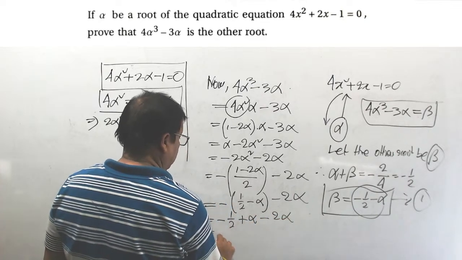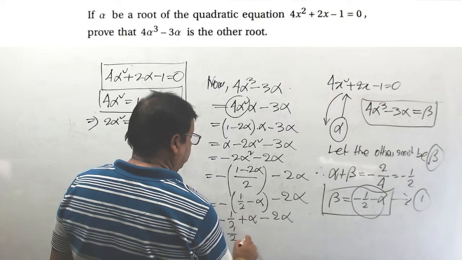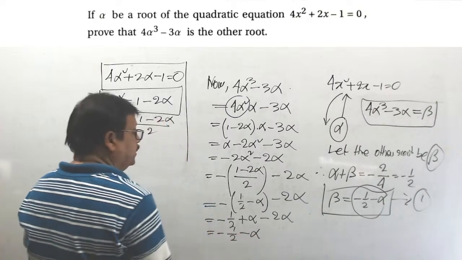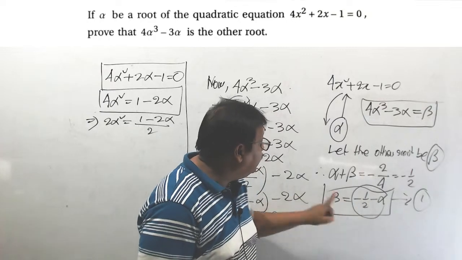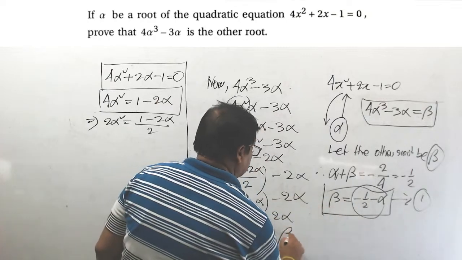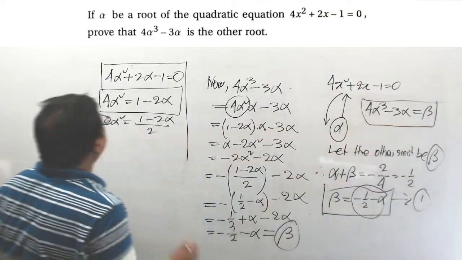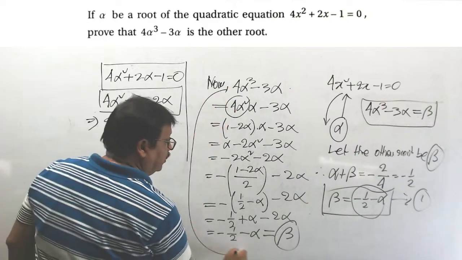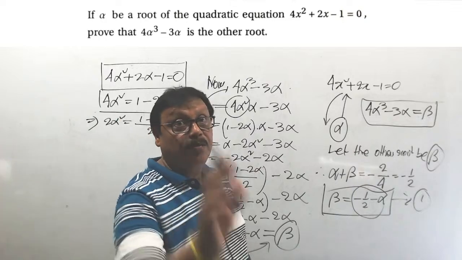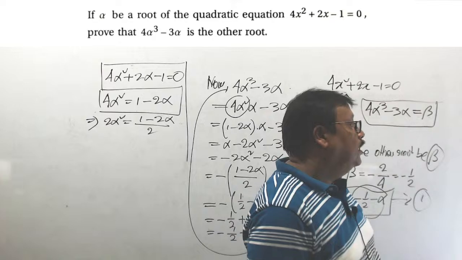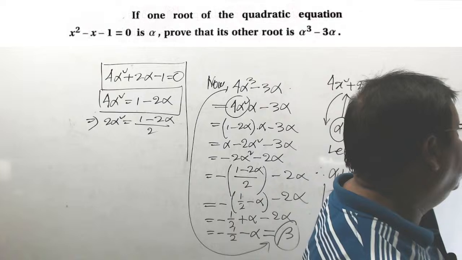This is equal to what? Minus half minus alpha minus 2 alpha means minus alpha. Minus half minus alpha. Minus half minus alpha is equal to what? Beta. See, beta. That is another root. We proved this one. That is this equals to already proved what? Beta. Another root. Understood? This is the way. This way you will try. Okay? Important problem.